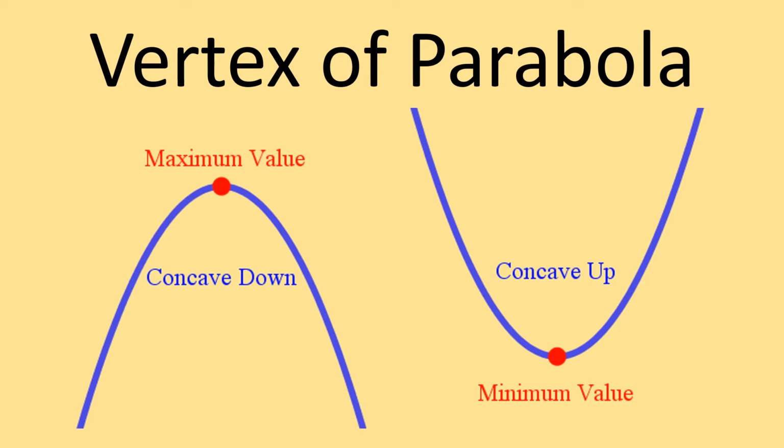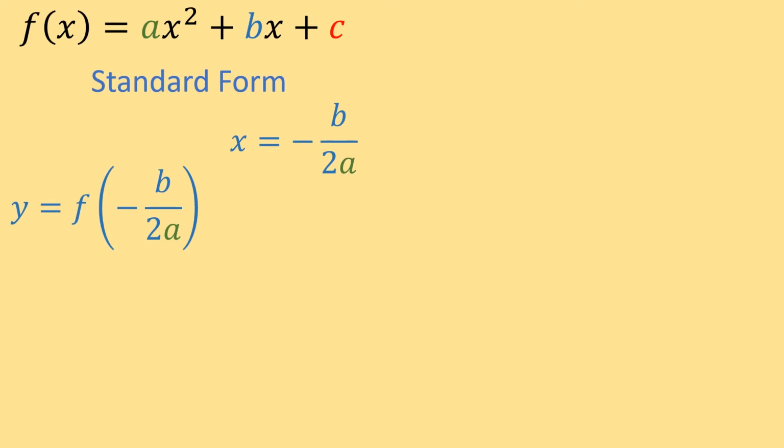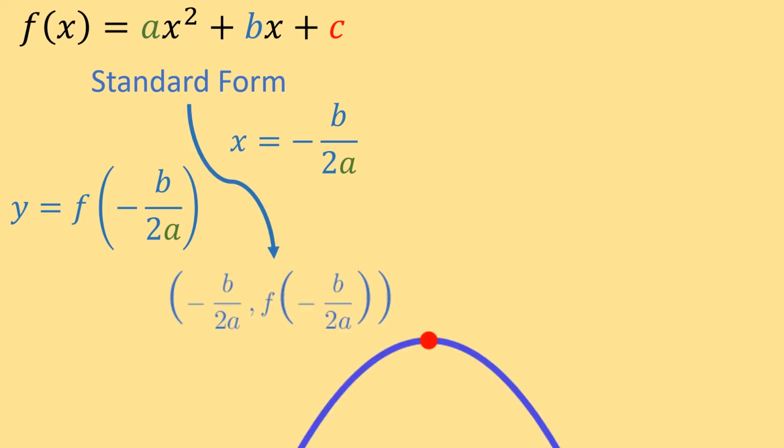And the process to find your vertex is kind of dependent on the form of your quadratic function. For instance, let's consider this form. This is your standard form of a quadratic function. And to find the vertex, we simply find the value x, that is negative b over 2a, and we find the value y, that is plugging negative b over 2a into the function and evaluating it. And the vertex of your parabola ends up being the point negative b over 2a, comma, f of negative b over 2a.